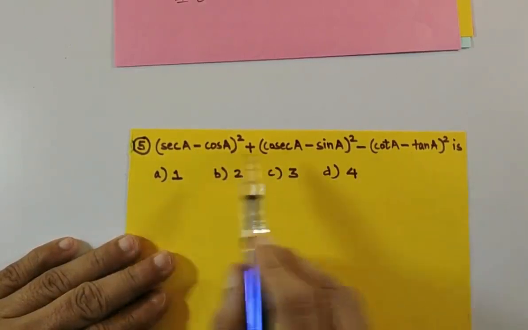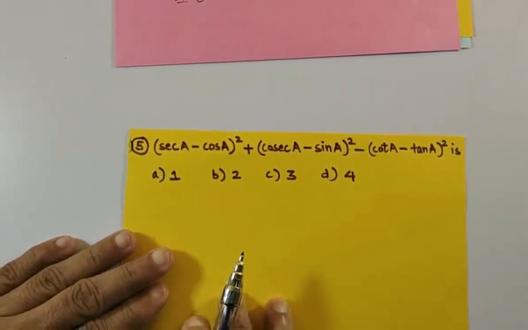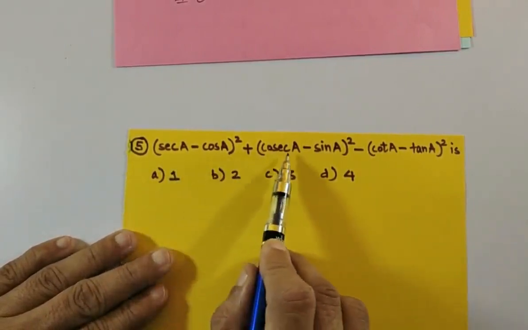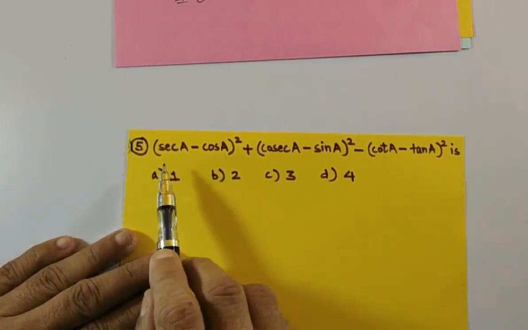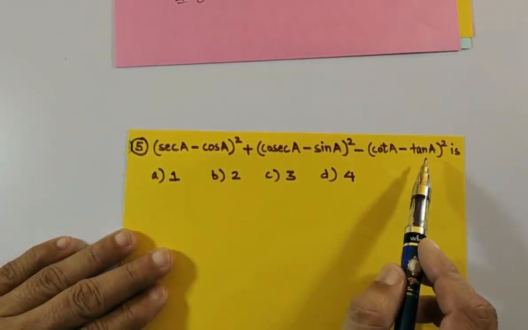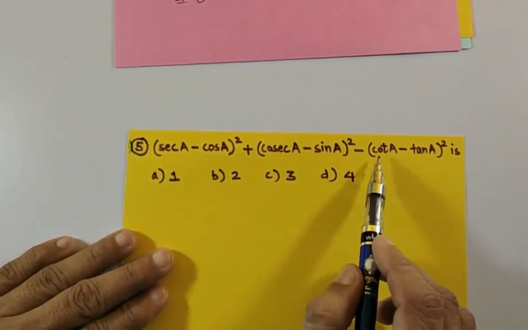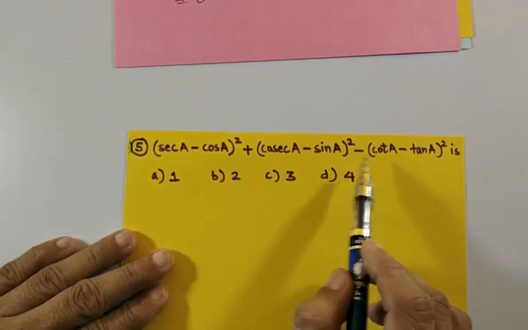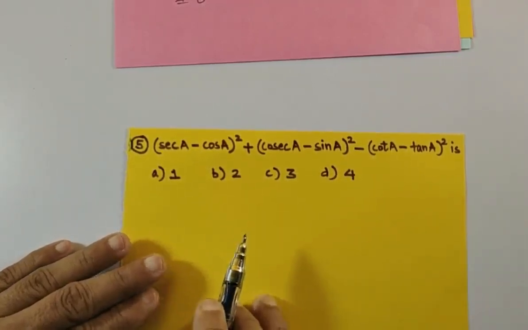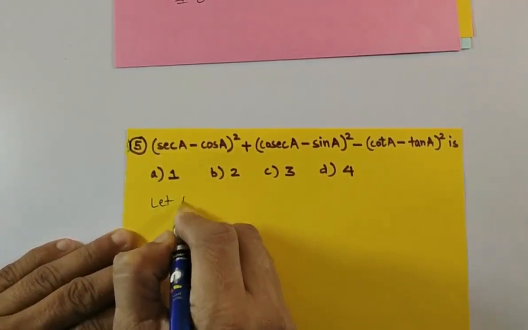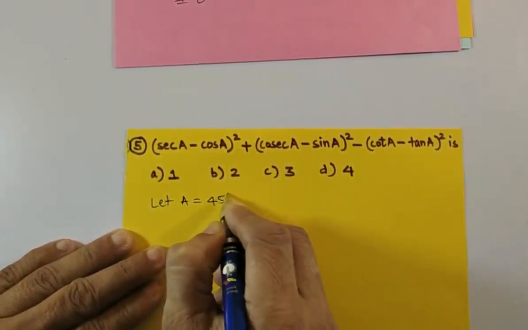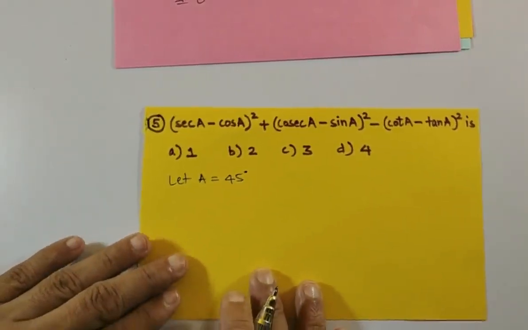Similarly, now if you see the fifth one, here we have all trigonometric functions, that is sine, cos, tan, cot, secant and cosec. So here you cannot take 0 and 90, because tan 90 is infinity or undefined, and cot 0 is undefined, so you will have a problem over here. So better we take the easiest. Let A is equal to 45 degree.